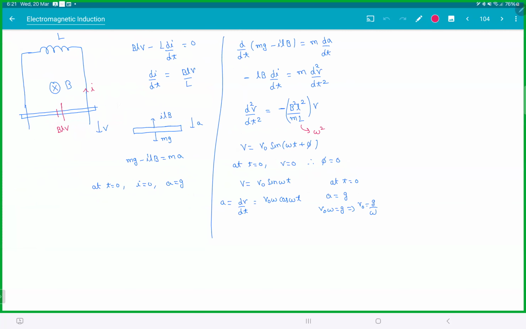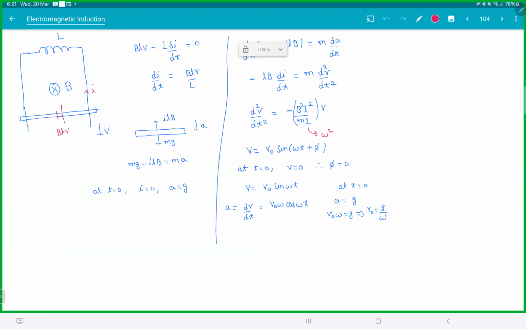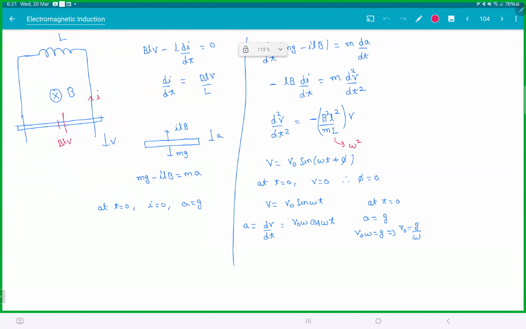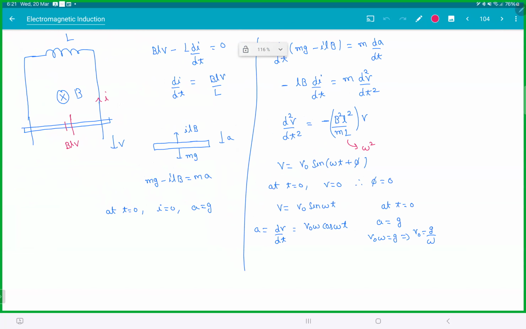So there is a question like this, we will see later on in EMI. When we have solved this whole equation, some velocity and so on, it is all electromagnetism, the function turned out to be like this: d square V by dt square is minus B square L square over M and so on, into V. This is your differential equation, isn't it?